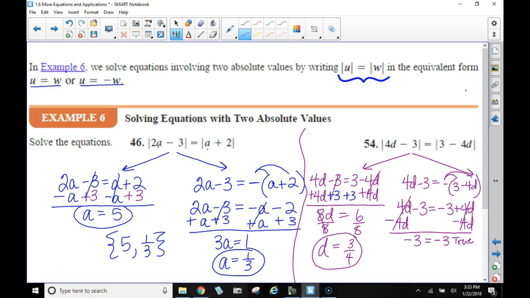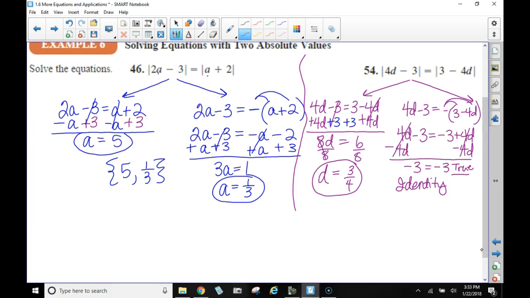Now, remember what happens when variable parts fall out and you're left with a true statement? That means you have an identity, and all values of D will check, okay? So you would say you have an infinite number of solutions. And so your solution set is going to be the set of all real numbers. And that's really all you need to say. It's all real numbers. You don't have to put 3/4 because 3/4 is included in that as well. So all real numbers is our solution set.